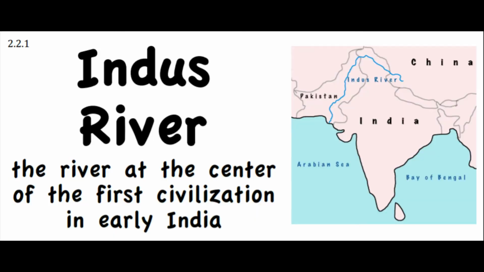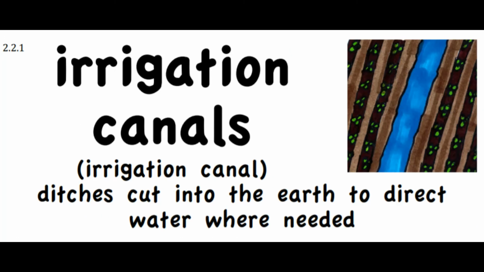Indus River. The Indus River is an important river at the center of the first civilization in early India. It flows through the modern-day countries of Pakistan and India. Irrigation canals. Irrigation canals are ditches that are cut into the ground to send water where it is needed. The Egyptians used irrigation canals to move water from the Nile River to their crops.